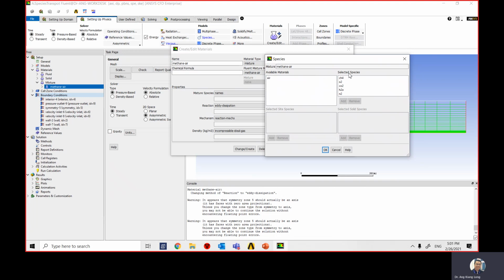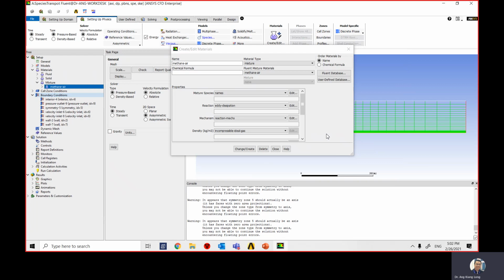Now in the library, you will see that you already generated the species. When you mix methane and air, you will see that there's a species of CH4, O2, CO2, water, and nitrogen. So in this case, we will use the default species that are going to be generated in the combustion process. Then click OK.